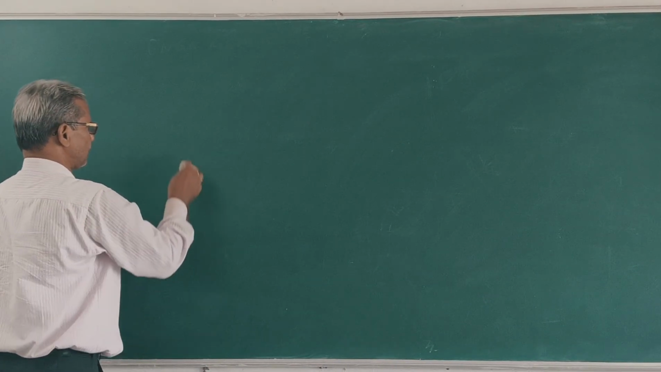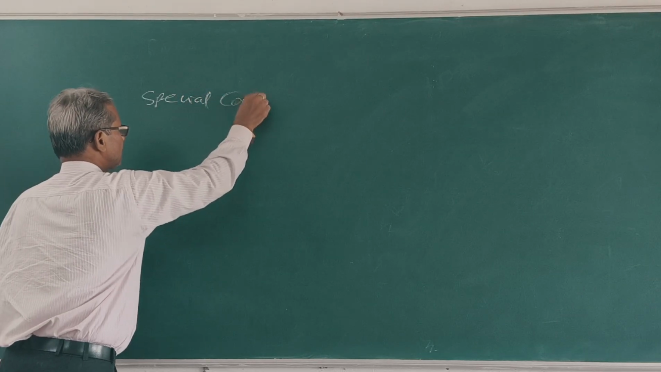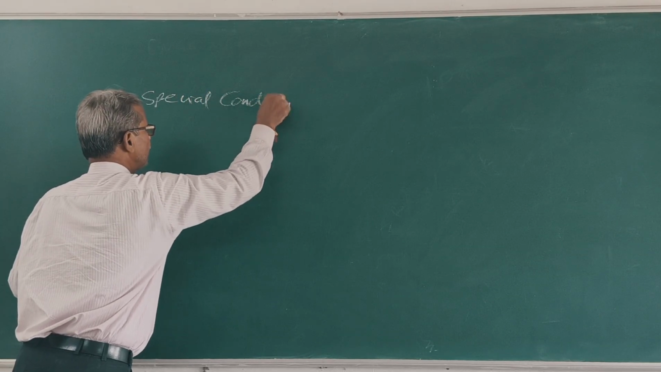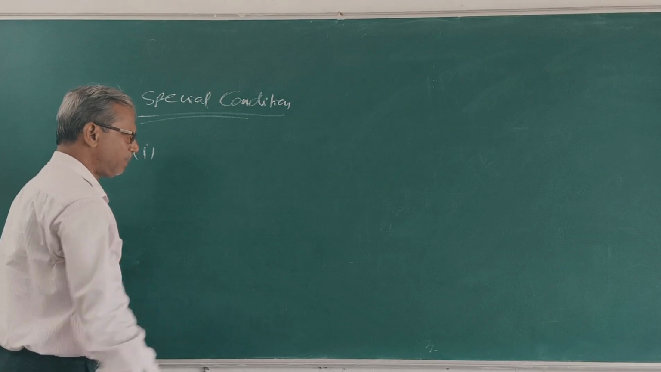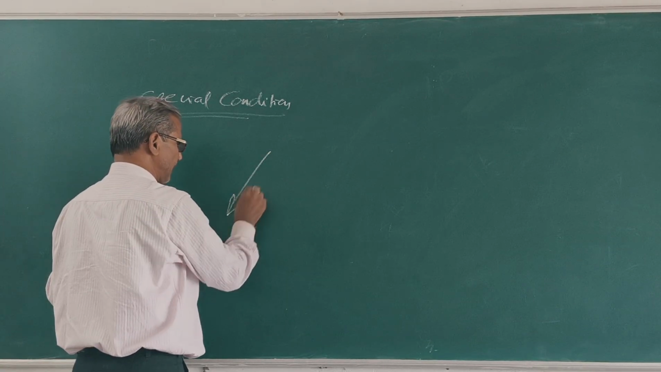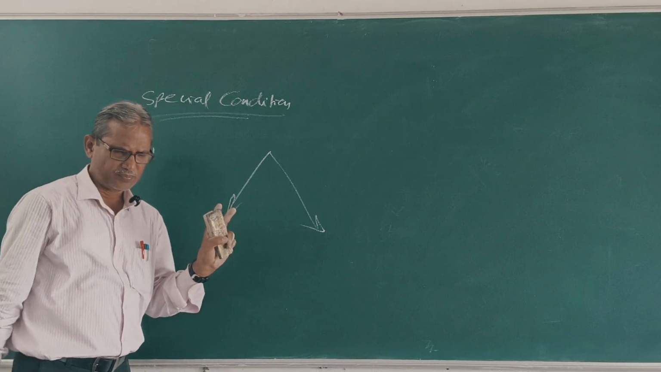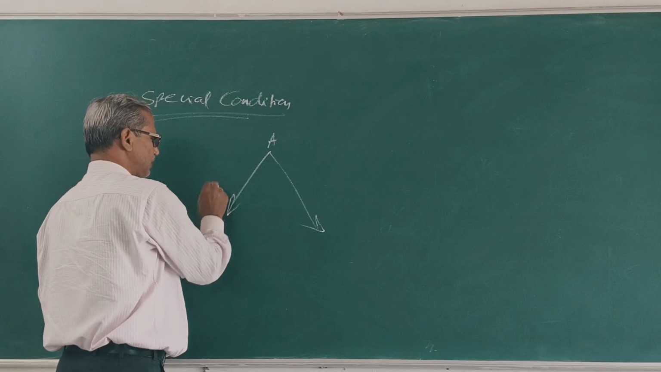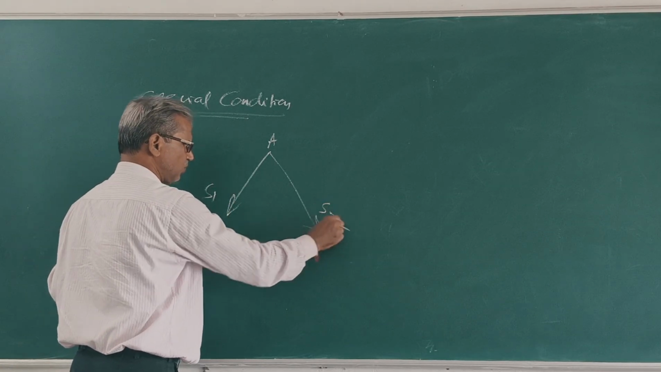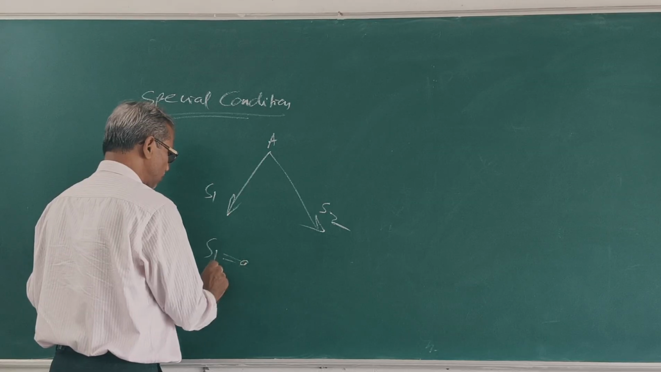Special condition. Number 1. If two members are meeting at a joint and there is no force at the joint. Suppose this is point A, this force S1, this force S2. Then S1 is equal to 0, S2 is equal to 0.